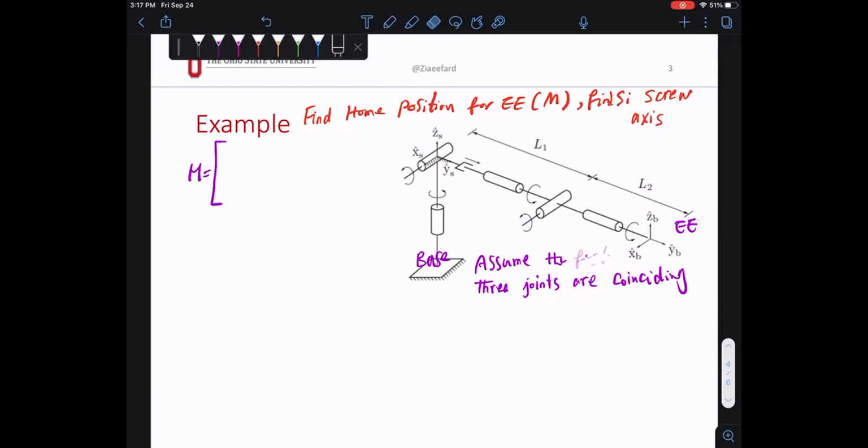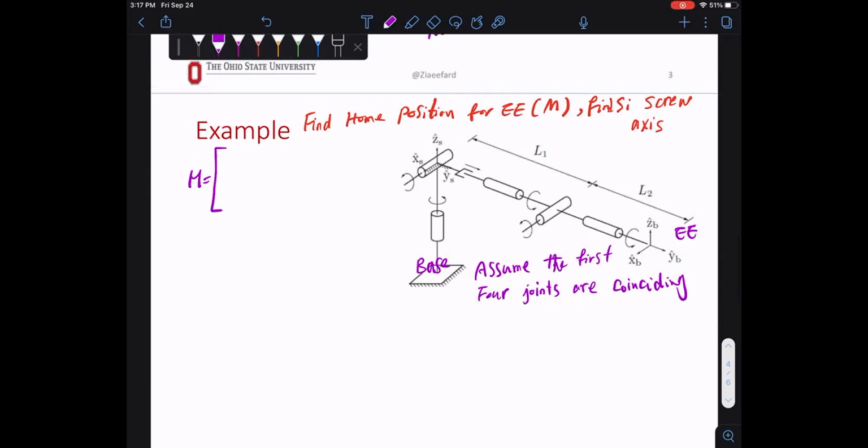Let's make it easier. Assume the first 4. Would that help you? So you think that L1 only starts at the... So L1 starts here, okay? All of these are connected to each other. They're all on top of each other.